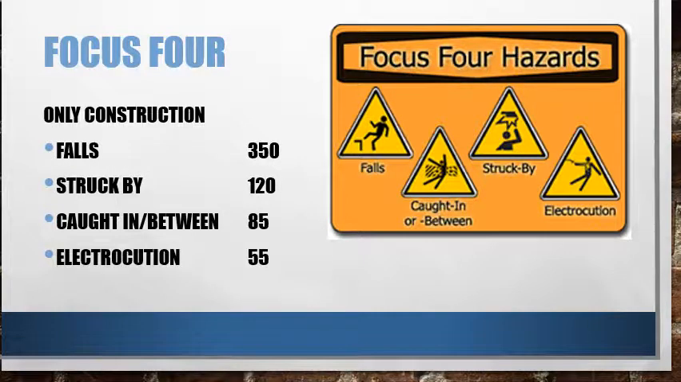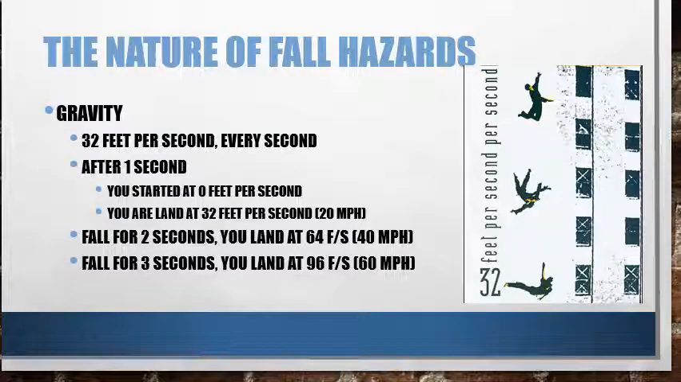The nature of fall hazards is gravity is always working on bringing us down. Gravity propels us at 32 feet per second every second you fall. So after 1 second of falling, you're moving at 32 feet per second, which would be 20 miles an hour. If you're falling for 2 seconds, you're moving at 40 miles an hour. And if you're falling for 3 seconds, you're up to 60 miles an hour.